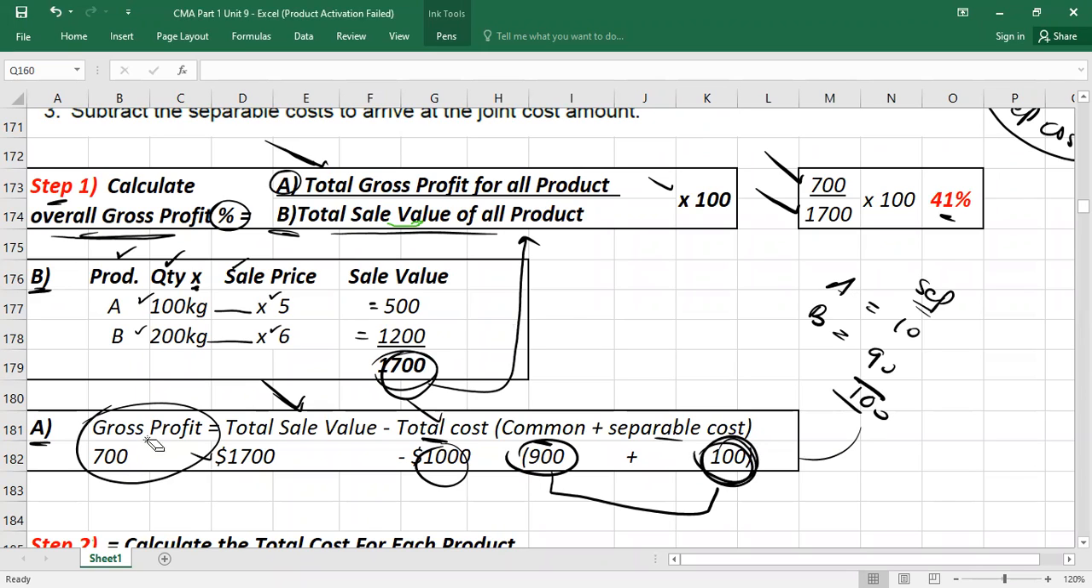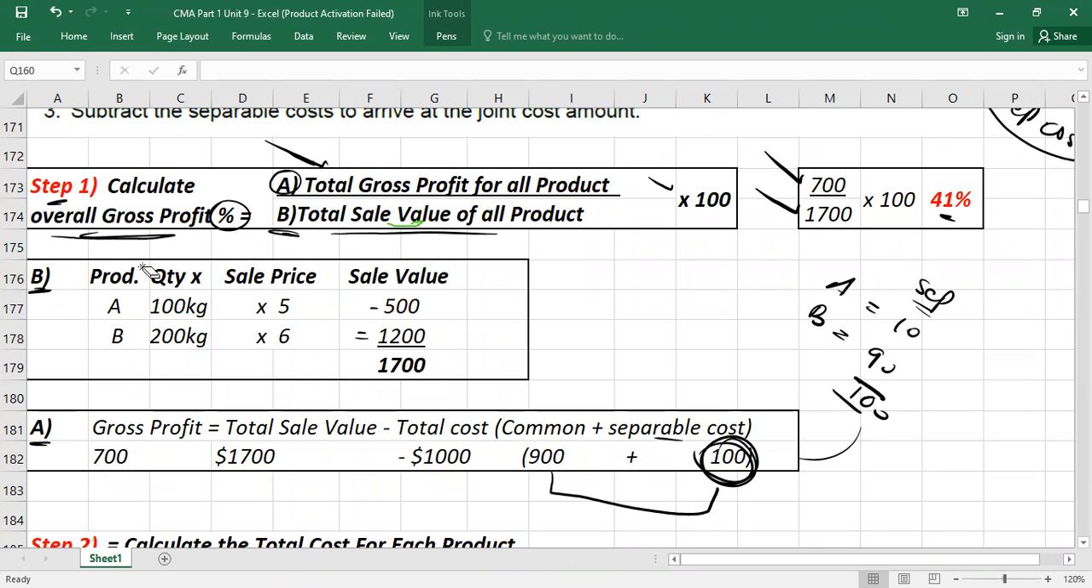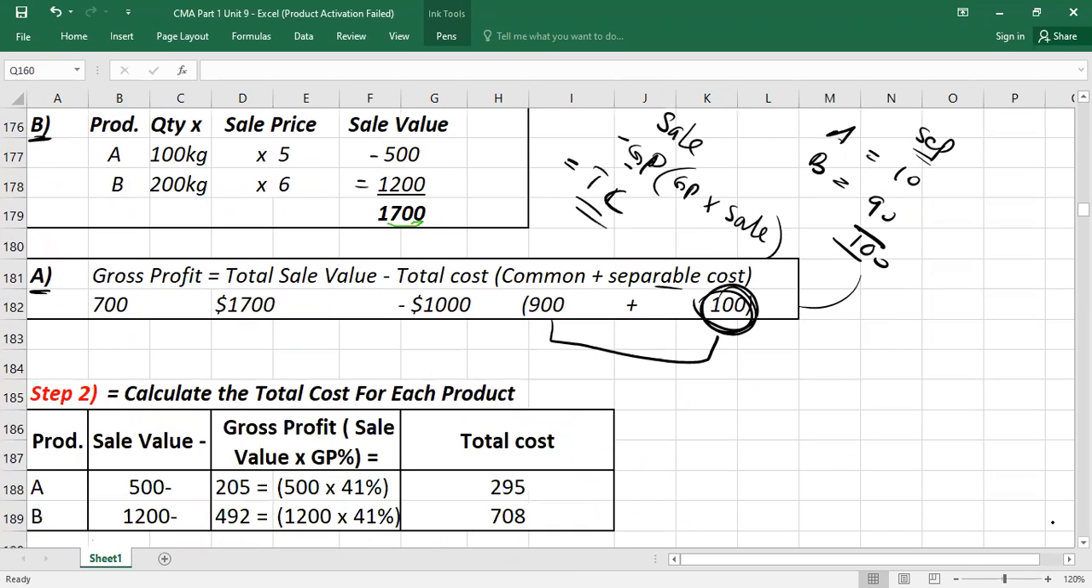Also, don't forget, guys, because in step 2, we will take the sales value of each product. We will deduct from there gross profit. And you know, gross profit percentage, GP percentage, you will always multiply with the sales value to get the GP amount. Understood? So this will give you total cost. This equation I'm going to follow. So please note how you will do it now.